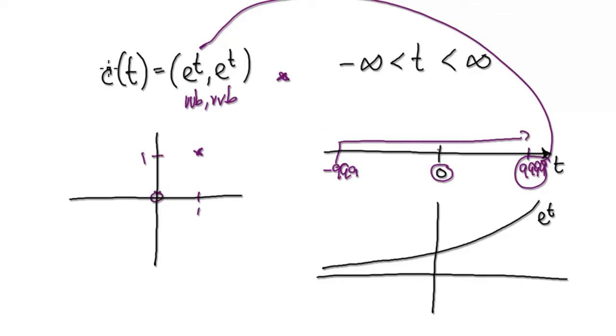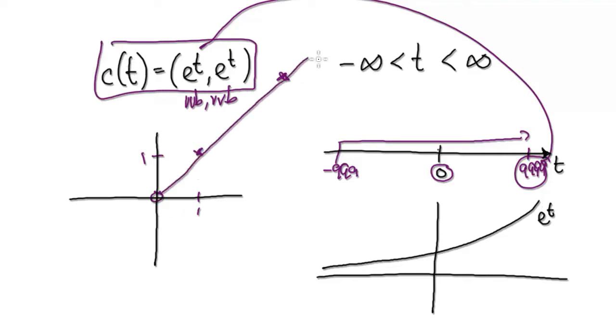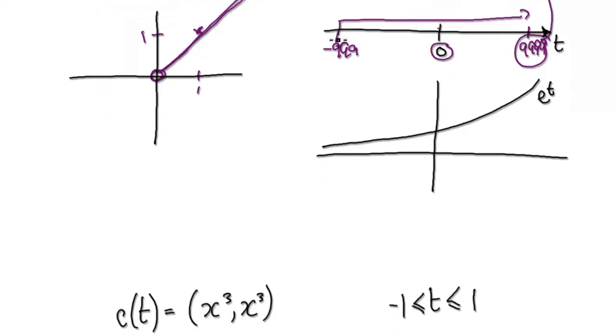So your line here, the path of your particle will look like this. It will just get bigger and bigger. So the arrow will be like this. There will be nothing in the negative realm because there's nothing in the negative realm over here. So your line will look like this with a circle in the middle, and then it travels all the way up here. Okay. Next example.